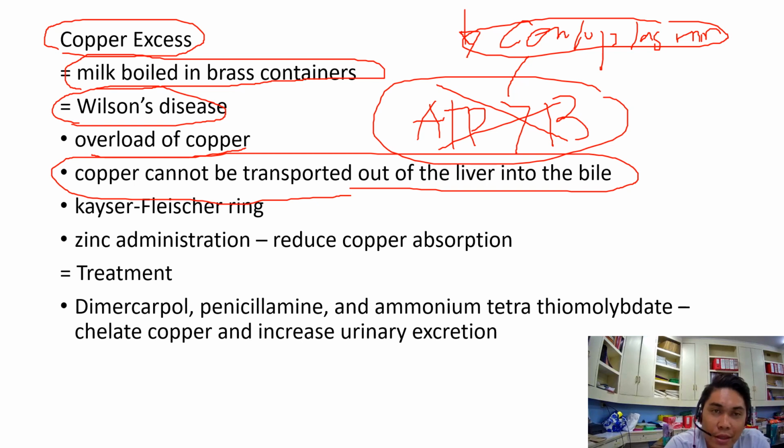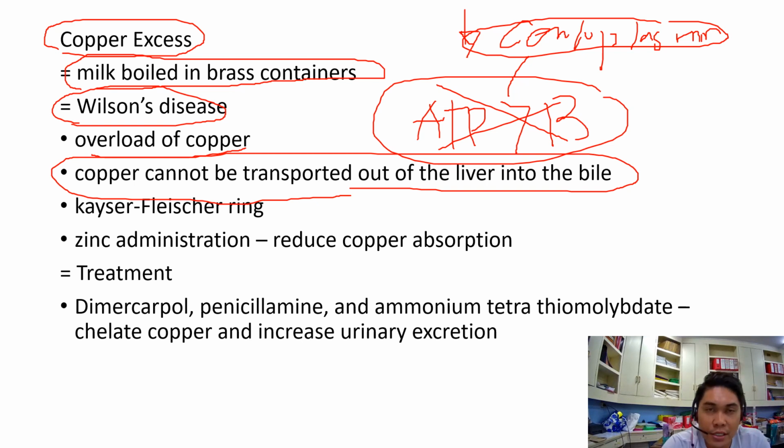There's a problem with the formation of the protein ceruloplasmin, because of a mutation in the ATP7B gene. In Menkes, you have a problem with the formation of ceruloplasmin because of copper deficiency. But in Wilson's disease, you have copper excess due to the inability of the body to produce ceruloplasmin. So that's the difference between Menkes and Wilson's.